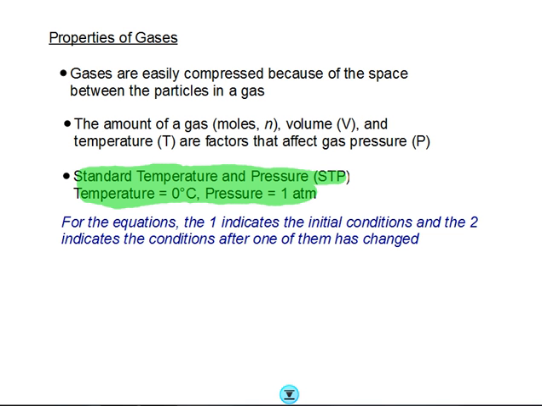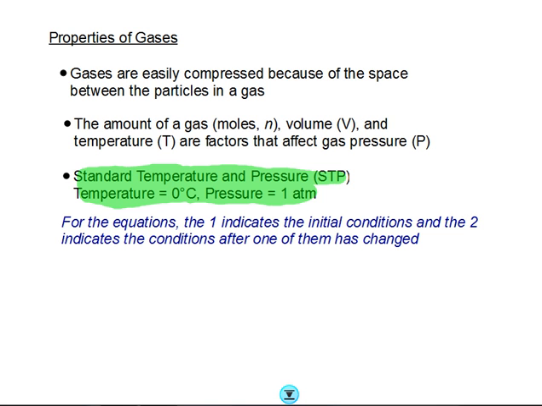So we're going to take a look now at some of the equations. We have Boyle's Law, Charles's Law, Gay-Lussac's Law, and the combined gas law we're going to be dealing with. Just so you know, whenever you see a 1, that's going to indicate the initial conditions. Whenever you see a 2, that's going to be when you have some type of change. What are the conditions afterwards?